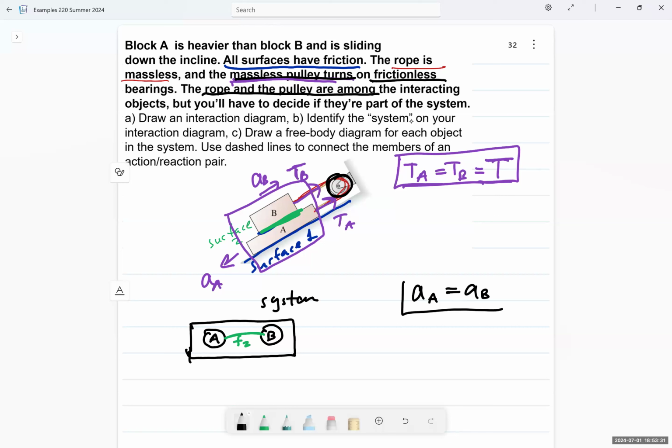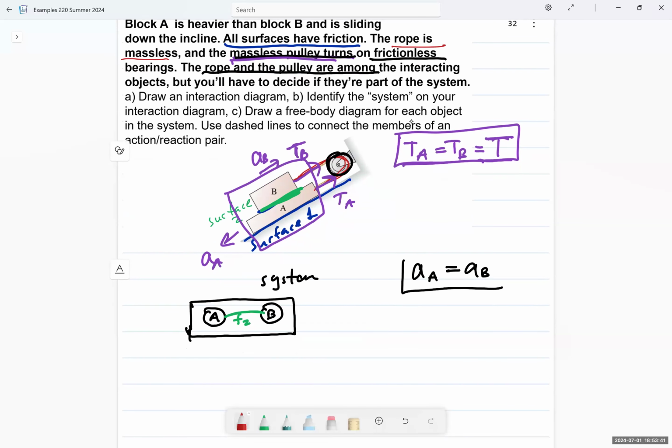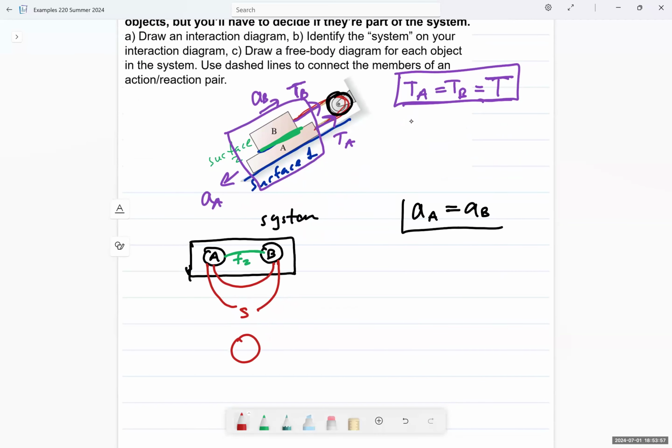There's also a tension in the rope, so I can look at it in terms of tension. They are also interacting like this, and there's a friction to the surface. Again, it's something that's acting, but it's external. And then there's gravity acting. So it's some external force acting on them. Those are going to be the external forces.